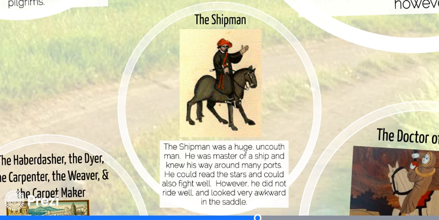He was a big man. He was a master of the ship and navigating the stars and all that stuff. He knew all the ports and he could fight really well. He did not ride well, though, on the horse. He looked really awkward on the saddle, which stands to reason since he was mostly on the sea. Anyway, he had a beard, and his face was sun-browned, so definitely tan again.